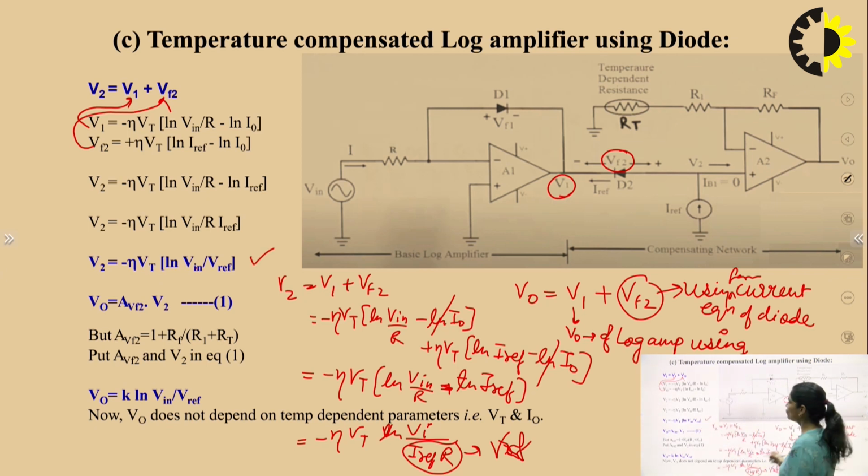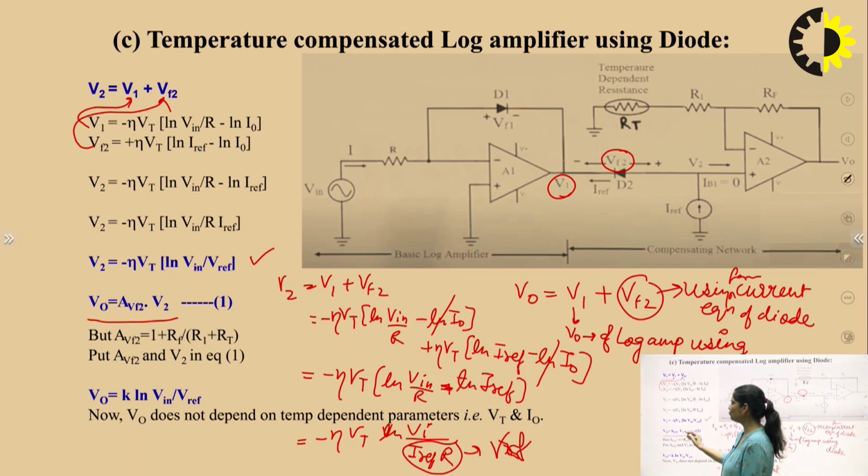Now find V out. V out is equal to AVF2 into V2, where AVF2 is the gain of the second amplifier, equal to 1 plus Rf upon R1 plus RT. V2 is already found: minus eta Vt ln V in upon V reference. So put the value of AVF2 and V2 in the equation for V naught, and you will get V naught is equal to 1 plus Rf upon R1 plus RT, into minus eta Vt ln V in upon V reference.